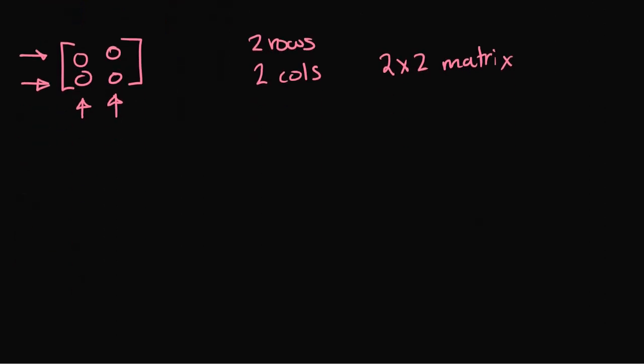Let me scroll down and we'll do a couple other ones. Let's say we had this matrix. We only had one number in it. Well, technically this has one row and one column. One row and one column. So this is a 1 by 1 matrix.